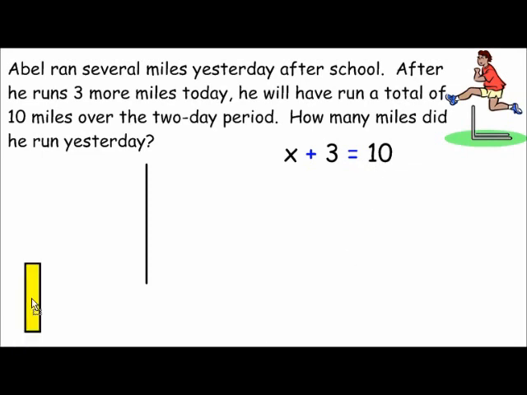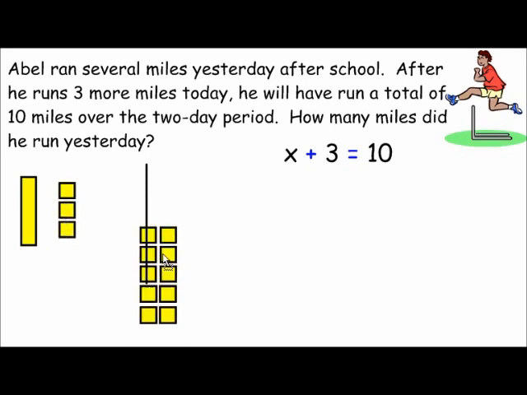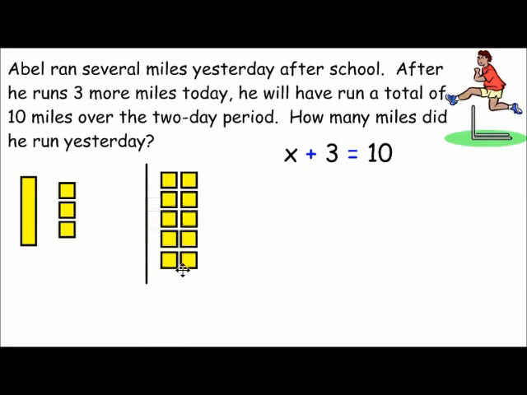Next, we solve the equation with algebra tiles. We represent X with an X tile that's yellow. We represent 3 with 3 yellow unit tiles. And we represent 10 with 10 yellow unit tiles. Everything in our equation is positive, so all our tiles are yellow.